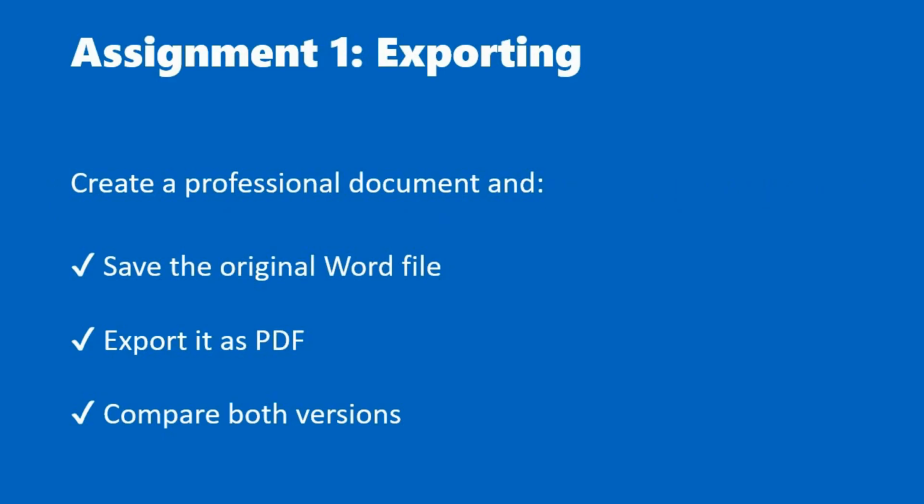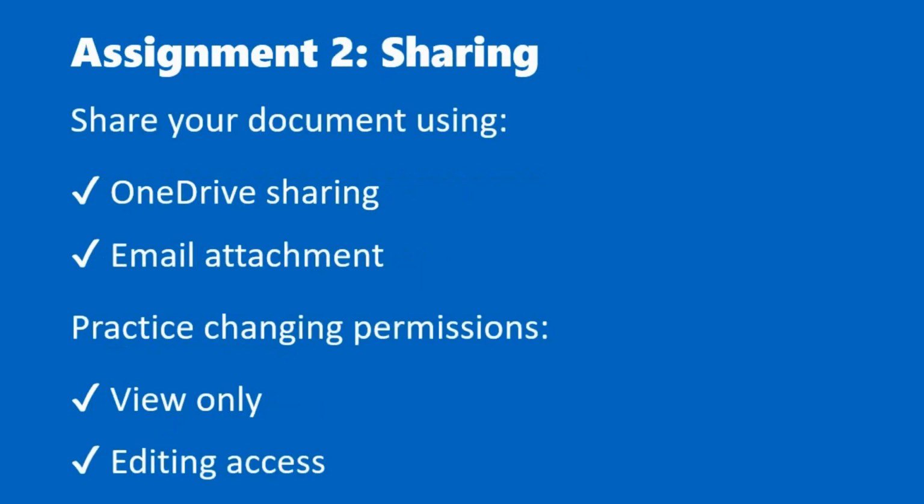Assignment 1. Create a professional document and save it as original Word file. Export it as PDF and compare both versions. Assignment 2. Share your document using OneDrive sharing as an email attachment. Practice changing permissions from view only to granting editing access.